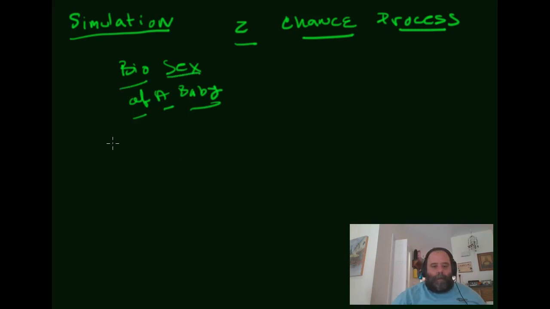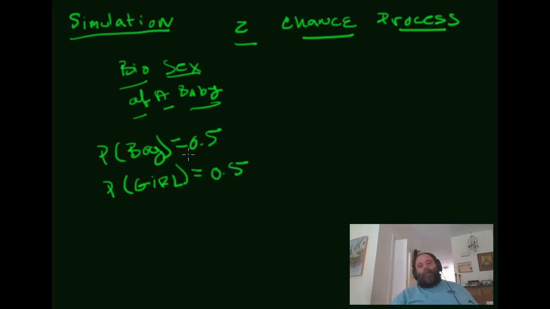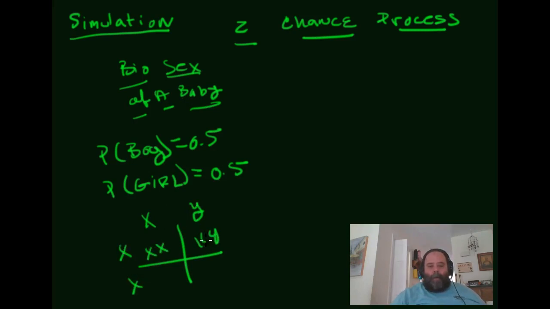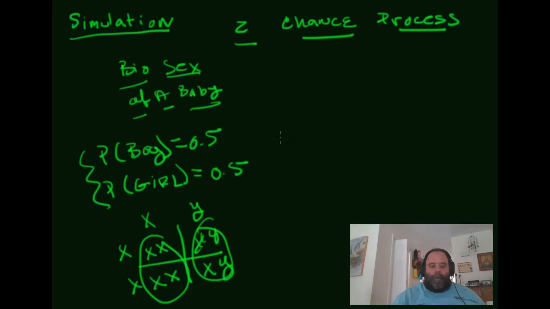Generally speaking, the probability of getting a boy is 0.5, the probability of getting a girl is 0.5. Because of the Punnett squares, right, X Y, X X, we have a sense here where the model of best fit gives us a 50-50 chance for each conception of a child for the gender to be one or the other, right? So that's one chance process.